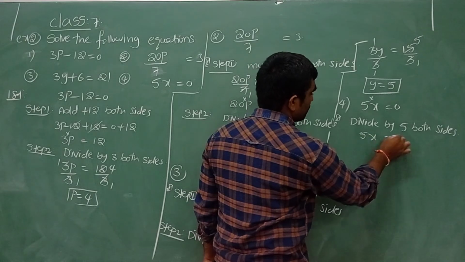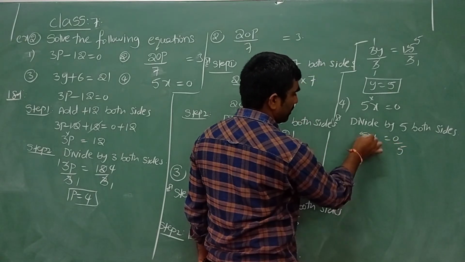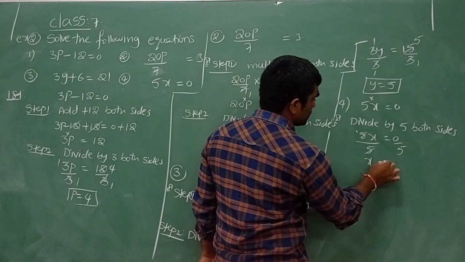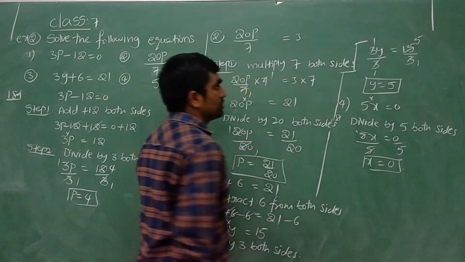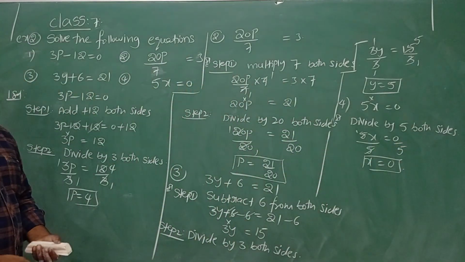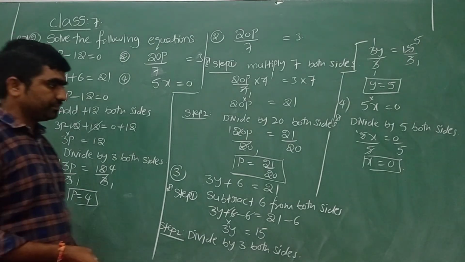5x is equal to 0. LHS divide by 5, RHS also divide by 5. 5 ones are 5. We can write x is equal to 0 by something, which is always 0. x is equal to 0 is the solution. This is the way we can find the solutions of simple equations by the method of balancing.